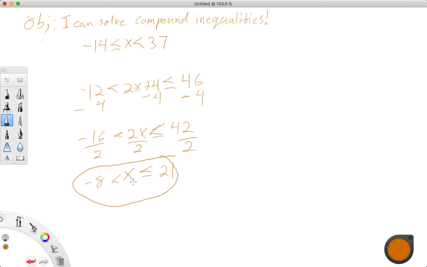Hopefully it makes sense. Negative 8 is less than x, and x is less than or equal to 21. Negative 8 also has to be less than 21, right? Hopefully at the end, your numbers should make sense. If we had something like 22 is less than x, but x is less than or equal to 21, that doesn't work. It doesn't make sense.